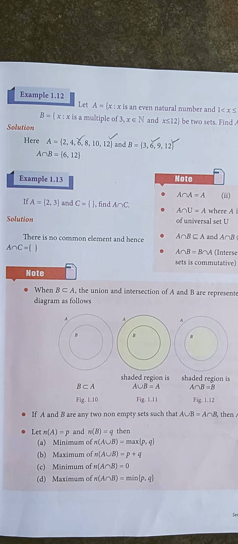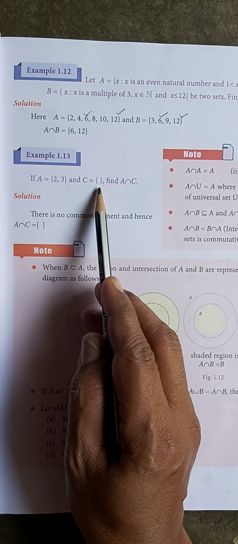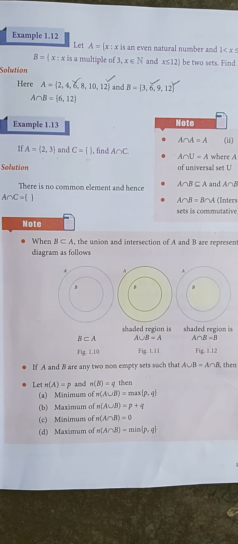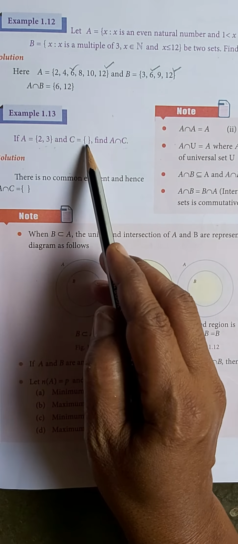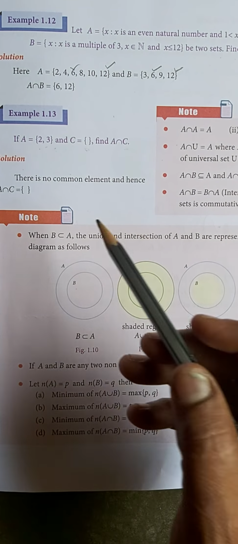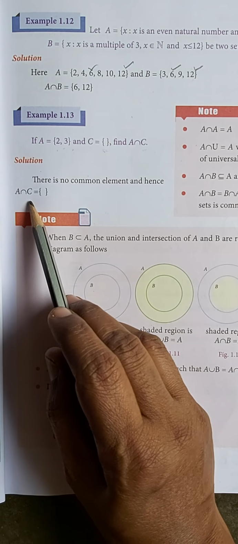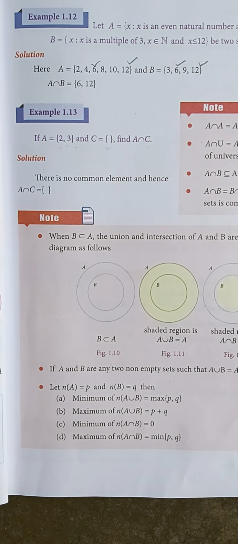Next, Example 1.13. If A equal to {2, 3} and C equal to the empty set, that is set brackets with no values inside, find A intersection C. Both have no common values, so you write there are no common elements and hence A intersection C is equal to the empty set.